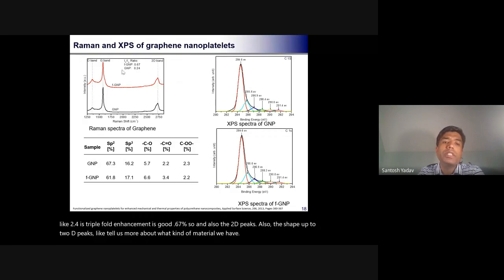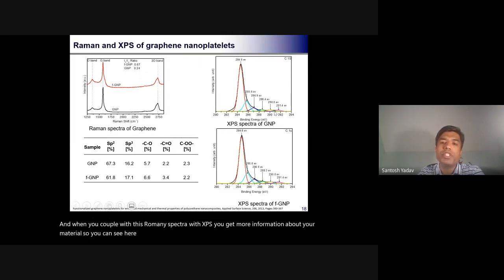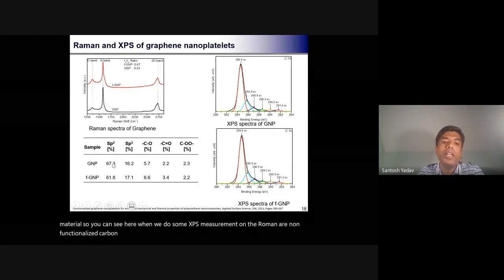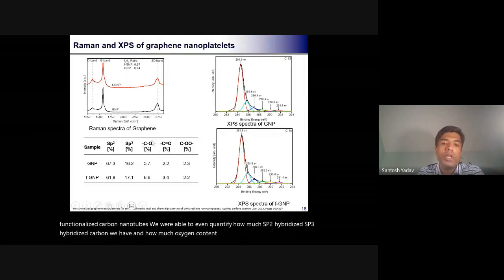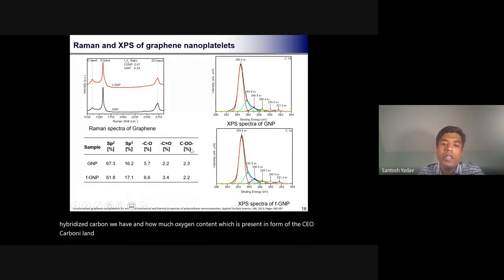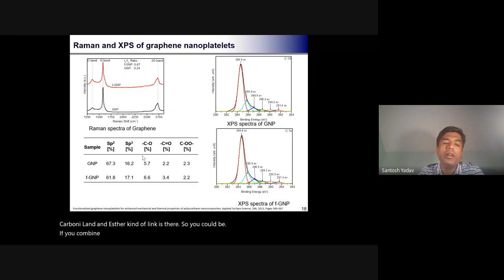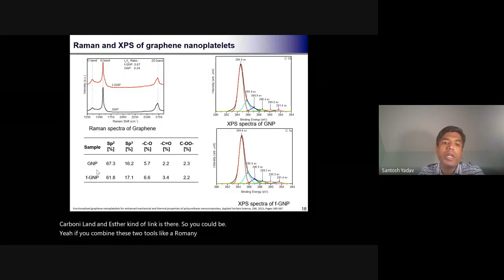And when you couple this Raman spectra with XPS, you get more information about your material. So you can see here, when we do some XPS measurement on the functionalized carbon nanotube, we were able to even quantify how much sp2 hybridized and sp3 hybridized carbon we have, and how much oxygen content is present in the form of CO, carbonyl, and ester kind of linkage. So if you combine these two tools, Raman spectra and XPS, you can get a lot of information about your material.